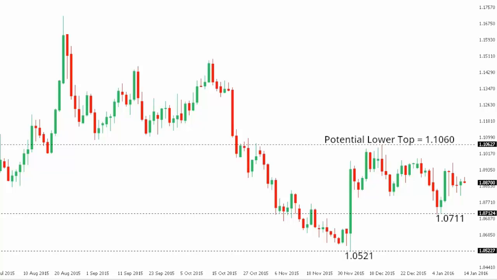Euro dollar. So the euro's taken a bit of a back seat this week, with the market trading in a consolidation while the rest of the market is seeing some volatility. At this point, the key levels to watch above and below come in at 110.60 above and 107.11 below.